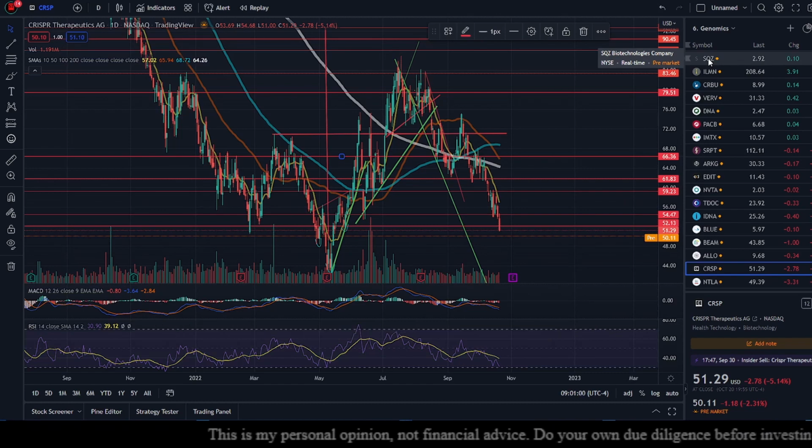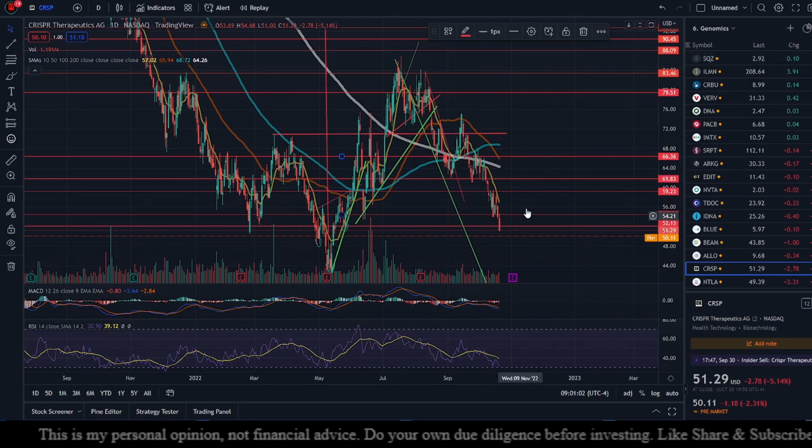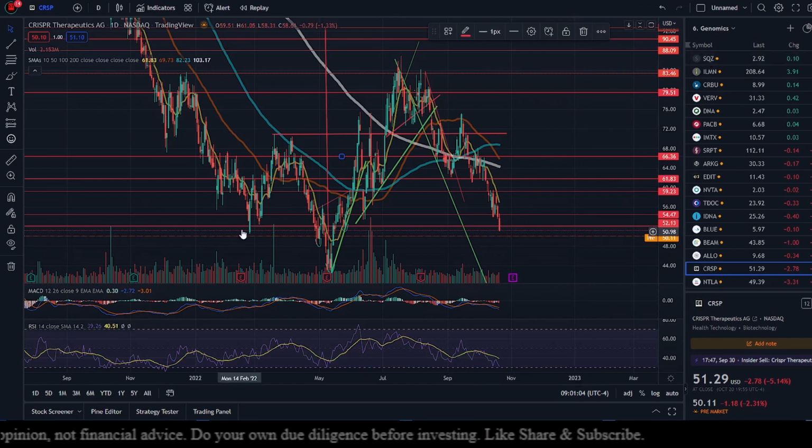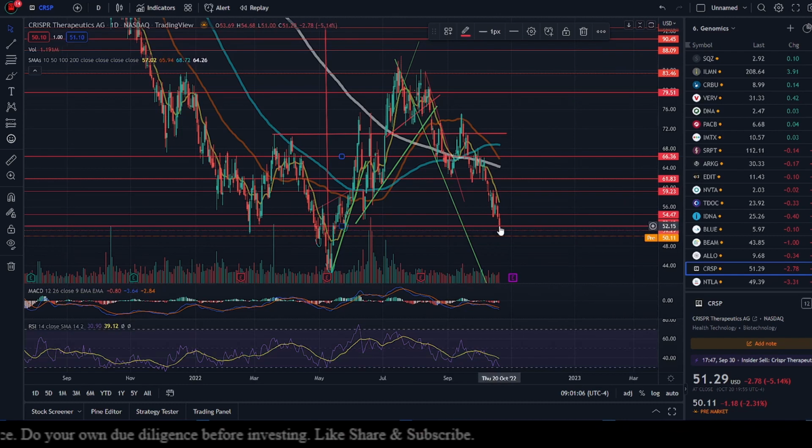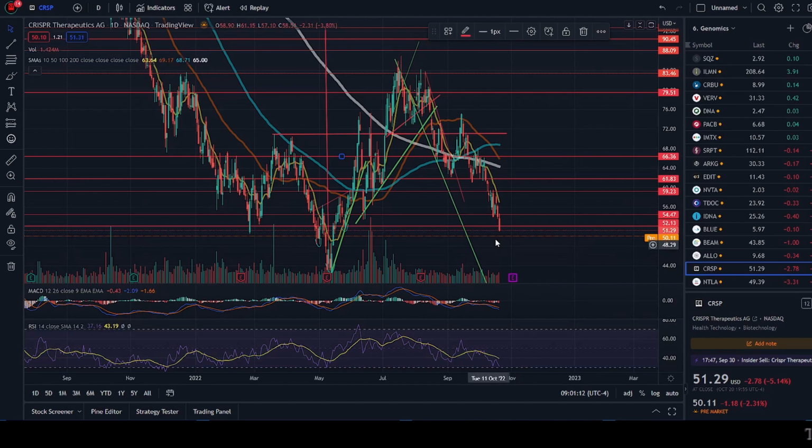And if that happens, we are going to turn around and move back up again, and it will complete the formation of the shoulder. And if the shoulder is formed, then we have to look forward to it moving upwards and facing all these hurdles. So that could be a trend reversal in place for CRISPR. That's what I think might happen.